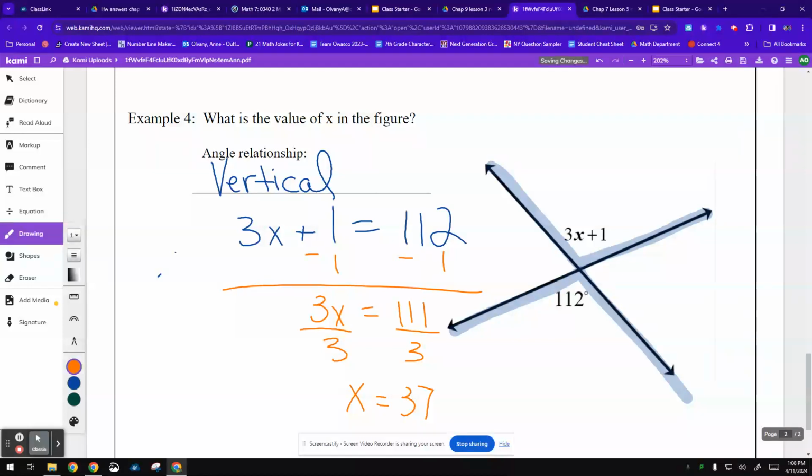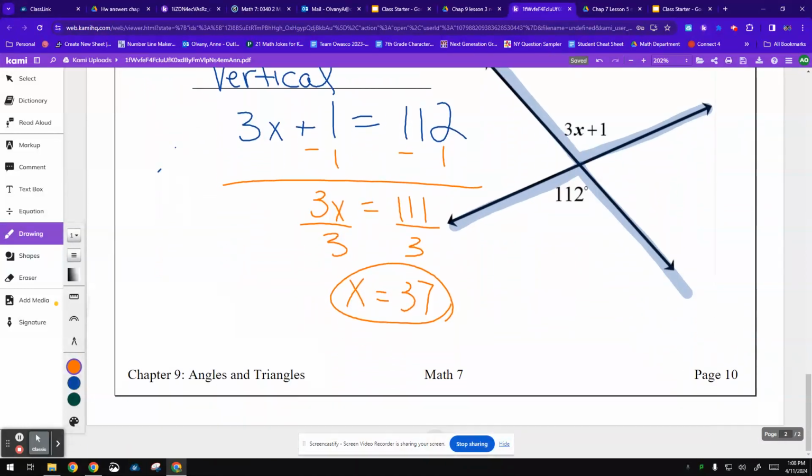I always go back. Did I answer the question? What is the value of x in the figure? I did. Anyone need more time on that? Oh my gosh, is that it? Oh, this is going to be the easiest homework in the whole world.